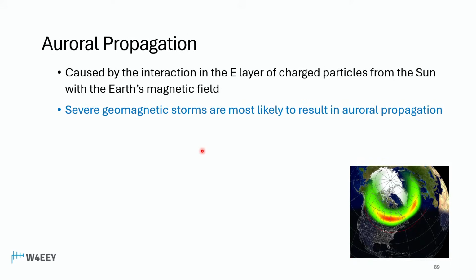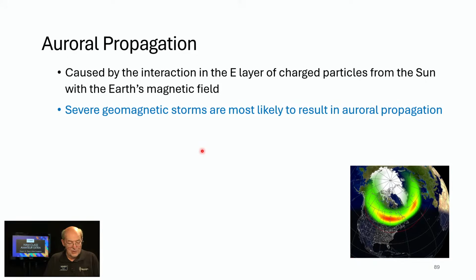Another form of oddball propagation is auroral propagation, caused by the interaction in the E layer of charged particles from the sun within the Earth's magnetic field. Remember I said the poles would allow the energy from the sun to come into the Earth's magnetosphere. Severe geomagnetic storms are most likely to result in auroral propagation. So when the conditions are disturbed, you might have a chance. And Gary last year shared a story about actually making a contact this way. Do you remember that, Gary?